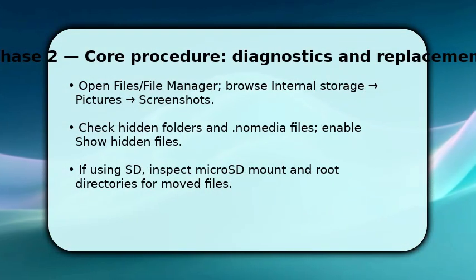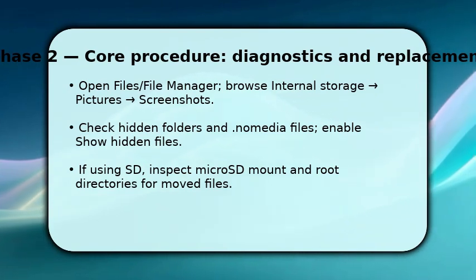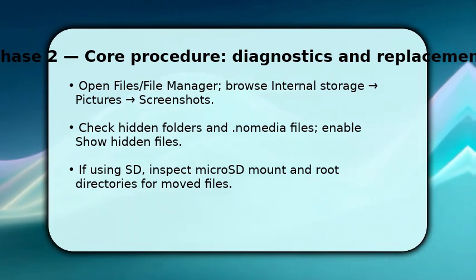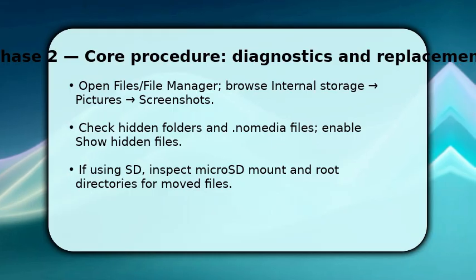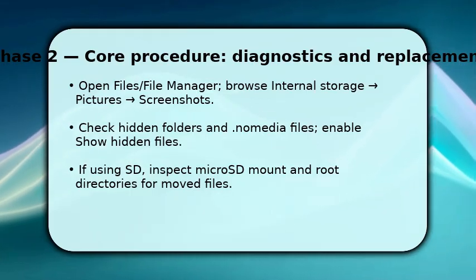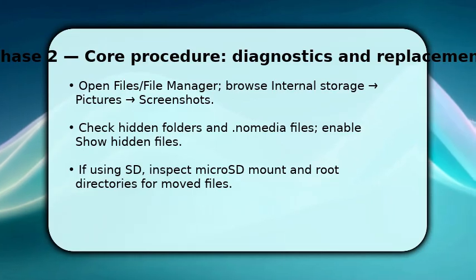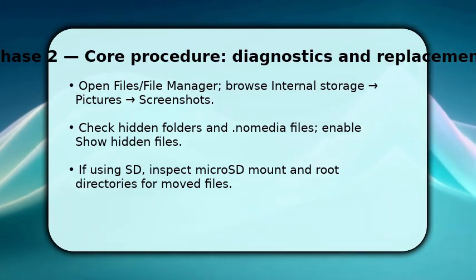Next, use a file manager to search directly in internal storage under Pictures > Screenshots. You can find files deleted from the gallery but still present on disk. Once you locate the PNG or JPG, move or copy it back to the screenshots folder so apps recognize it.